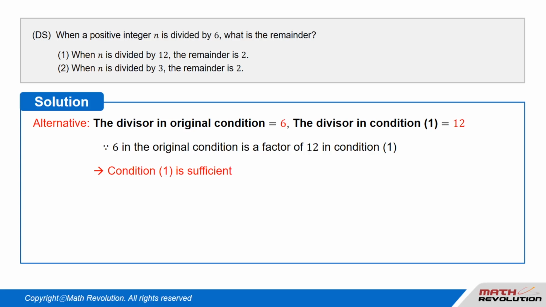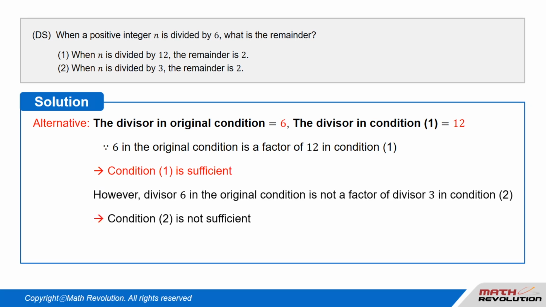Now, let us look at another way to solve this question. This is a faster way to solve this question, so be sure to memorize how to solve it. The divisor in the original condition is 6, and the divisor in condition 1 is 12. Since the divisor 6 in the original condition is a factor of the divisor 12, condition 1 is sufficient.